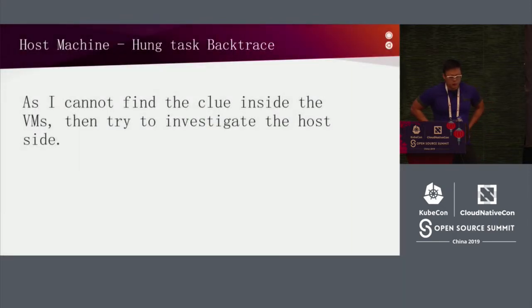So maybe I'm wrong. I shouldn't refer to the VM. I should refer to the host, because the client won't provide us very detailed information. Some of the clients, the thing they told us is not true. You have to analyze yourself whether it's true or not. But the client depends on you for the help. So I refer to the host side.